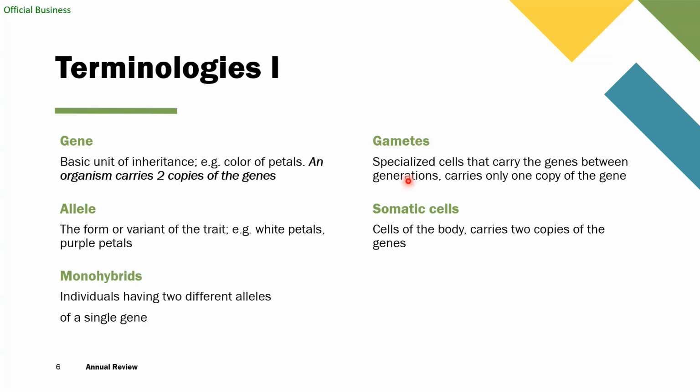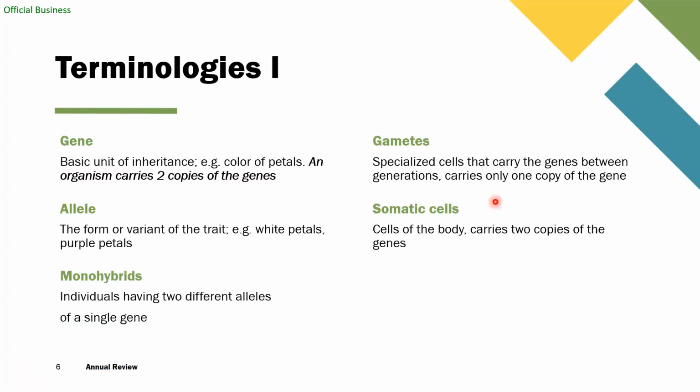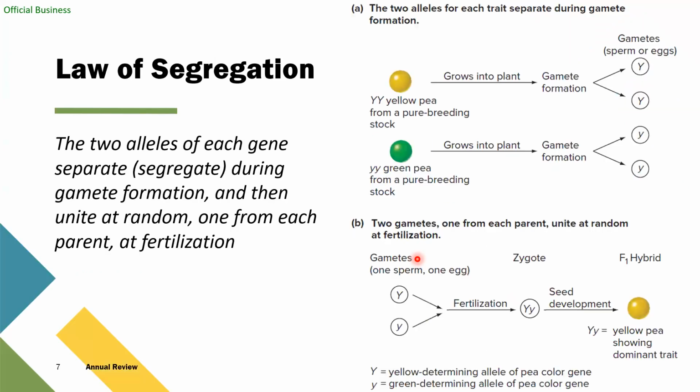Then we have your gametes. Gametes are specialized cells that carry the genes between generations and carry only one copy of the gene. That is tied to the first law, which is segregation. Only one allele is passed to the offspring, and it is passed through the gametes. The gametes carry only one copy of the gene, and it's the gamete that is passed to the offspring. And then we have the somatic cells. The somatic cells are the cells of the body, and they carry two copies of the genes.